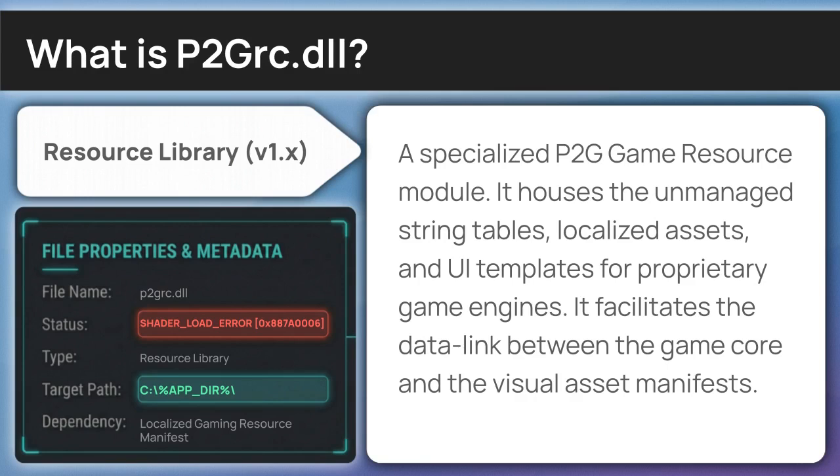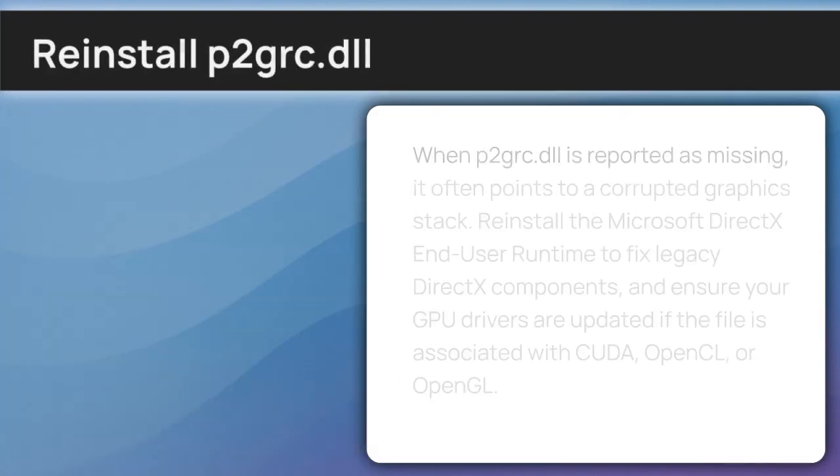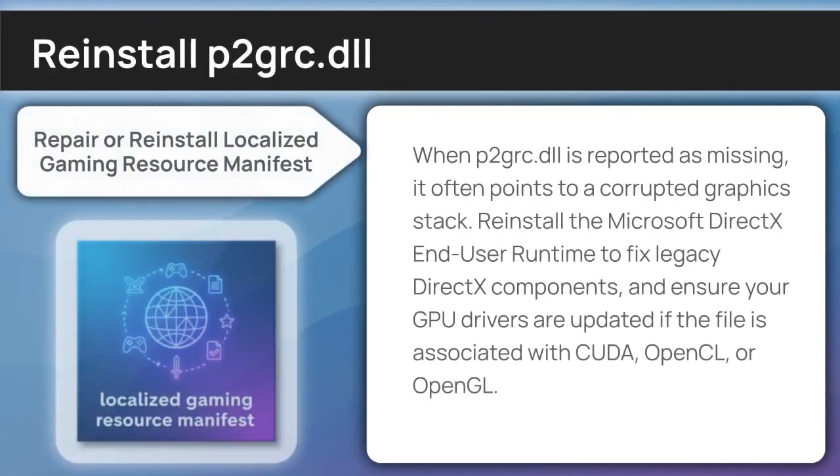Let's get to work. We'll start with the most common fix for this specific error. When P2GRC Library DLL is reported as missing, it often points to a corrupted graphics stack. Reinstall the Microsoft DirectX end-user runtime to fix legacy DirectX components, and ensure your GPU drivers are updated if the file is associated with CUDA, OpenCL, or OpenGL.